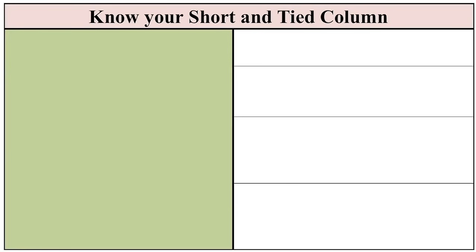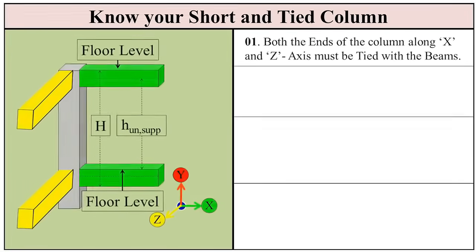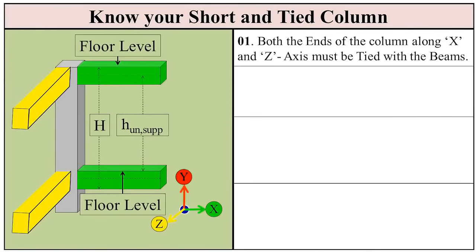First, what exactly is a short and tied column? A column earns this title when it follows these specific criteria. For the first point, both ends of the column along the x and z axes must be tied to the beams. This means the column's rotation at its ends is fully restricted.